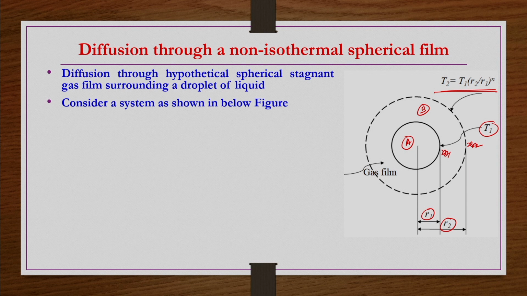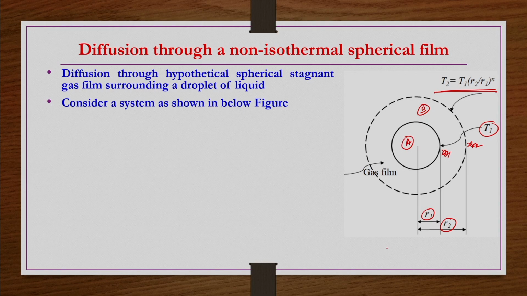Now, if you have to consider diffusion through non-isothermal situations, you need to have information on diffusivity as a function of temperature. That information you should have, then only you can solve the problem. If that information is not available, you cannot solve the problem. You can solve the problem only for isothermal conditions. So, how the diffusivity is changing with change in temperature, that information should also be provided if you wanted to consider non-isothermal diffusive mass transfer problems.